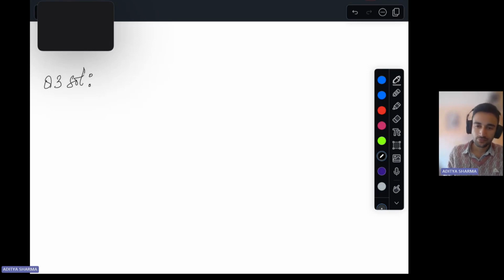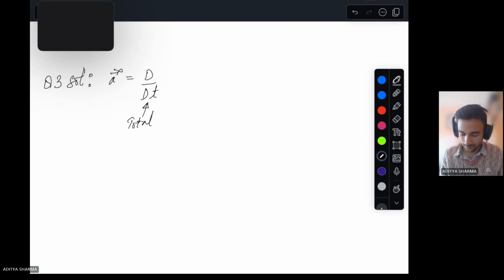So in question number 3, let's just try to solve this. What we will do is, acceleration has been asked, right? So here we will use d by dt. This term is total derivative, as I was discussing earlier, of v. So the velocity field, total derivative of velocity field, we shall figure out, and based on that, we will be able to solve this problem.